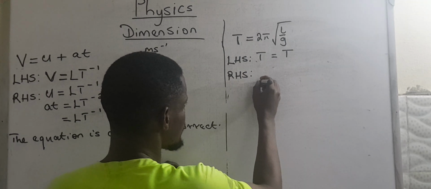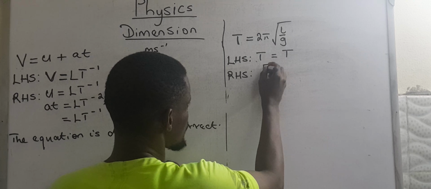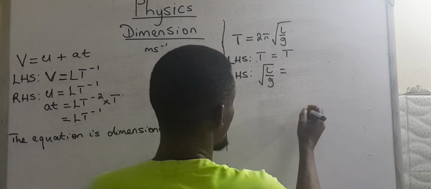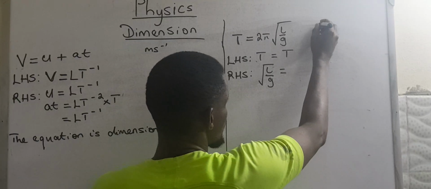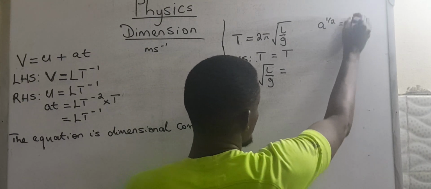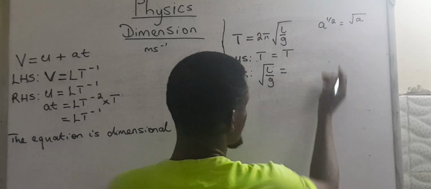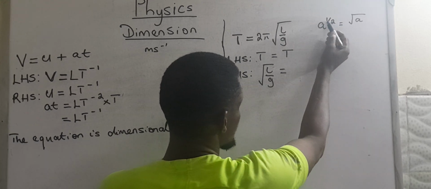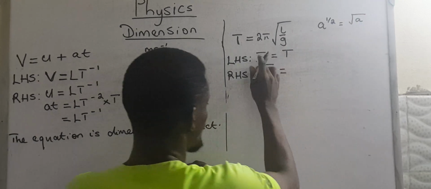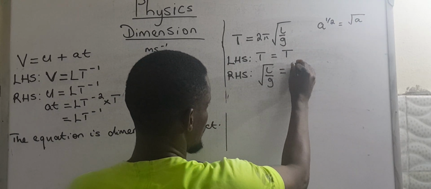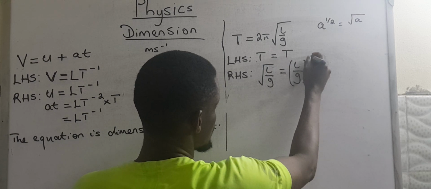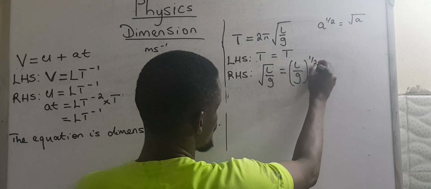Then the right hand side, we have root L over g. From your indices, recall that if you have A to the power half, it is the same thing as root A. So if the power is half, you have root A, and if you have root A, the power becomes half. The same approach applies here. This is L over g, all to the power 1 over 2.